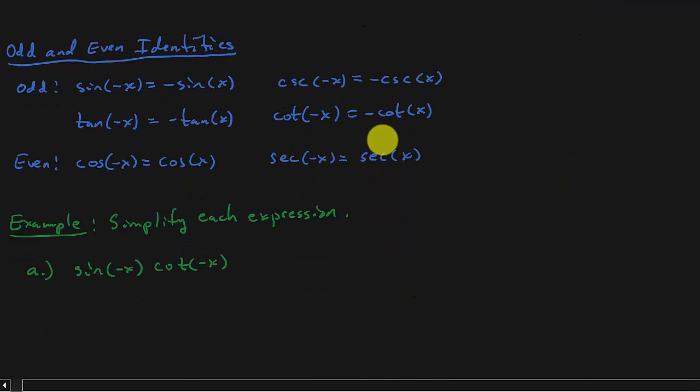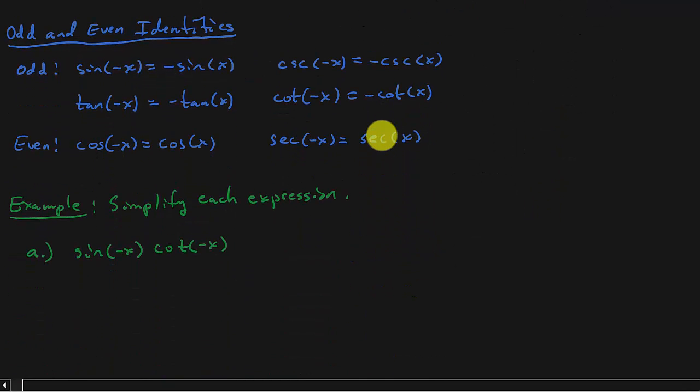All right, so odd and even identities. All right, so we've got sine of negative x is negative sine x, tangent of negative x is negative tangent x. And then same thing for cosecant and cotangent. And then for the even identities, cosine of negative x is cosine x, and secant of negative x is secant x. Okay, I would remember these. You need to remember these.